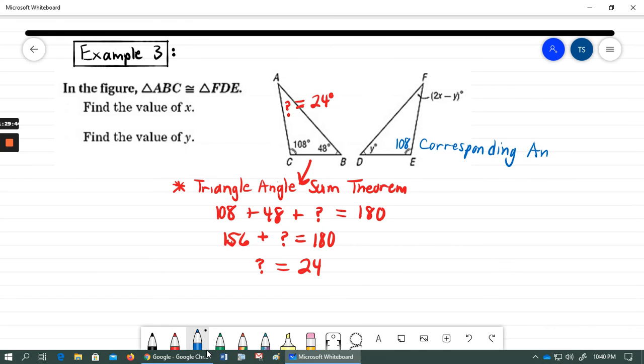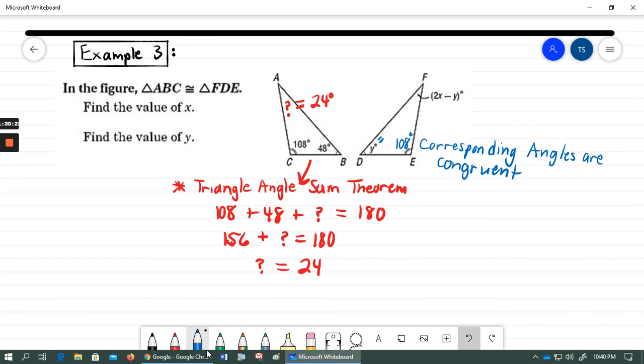Corresponding angles are congruent, or the corresponding parts of congruent triangles are congruent to each other. The corresponding angles have the same measure, right? So that means this one has to be 108. This one for angle B is corresponding with angle D, right? And so we know that angle D has to be the same as angle B. And so that means that Y has to be 48 degrees.